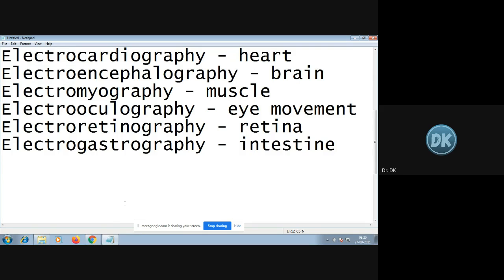There is another one called magnetocardiography, magnetoencephalography. All these things you will be studying in your higher semesters. So electro stands for measuring the electrical signals.